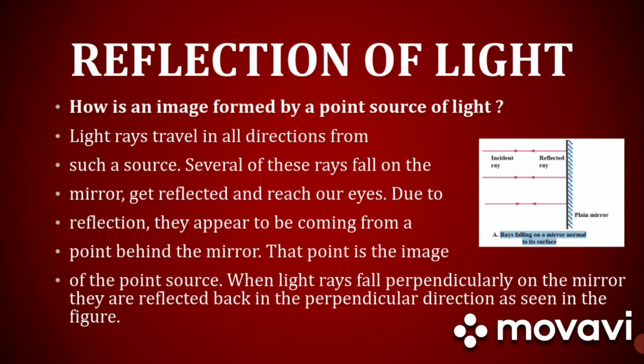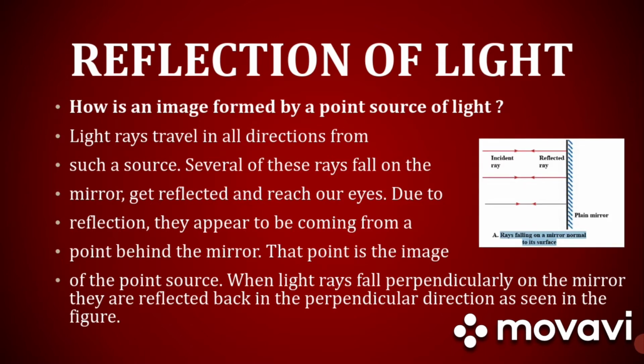How is an image formed by a point source of light? Light rays travel in all directions from such a source. Several of these rays fall on the mirror, get reflected and reach our eyes. Due to reflection, they appear to be coming from a point behind the mirror. That point is the image of the point source.